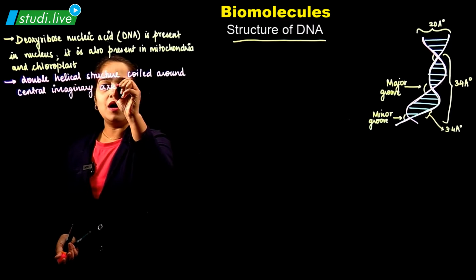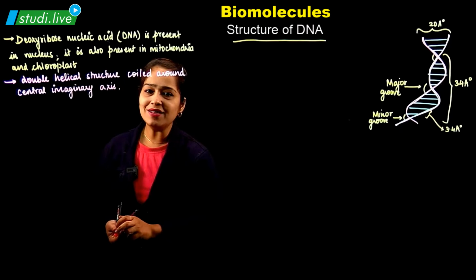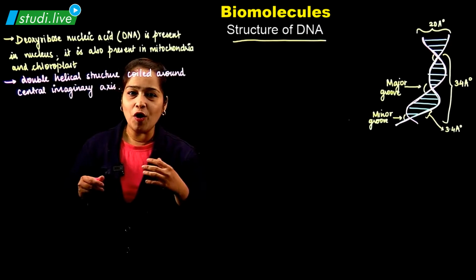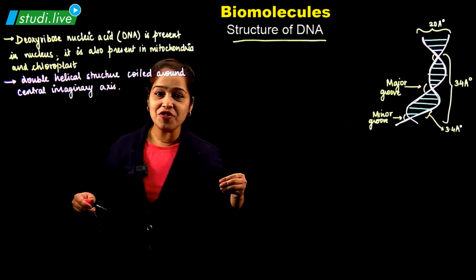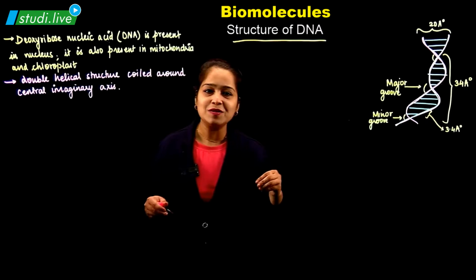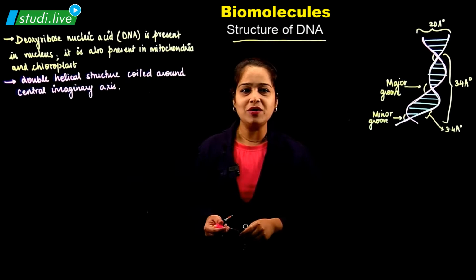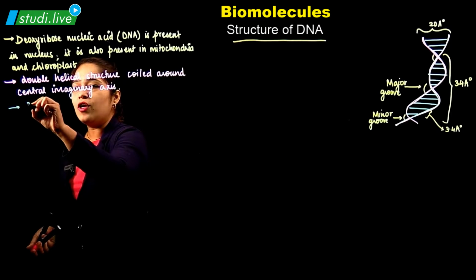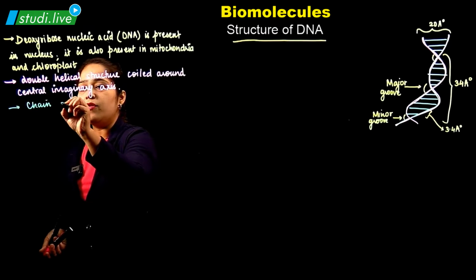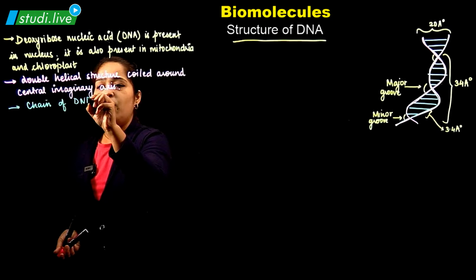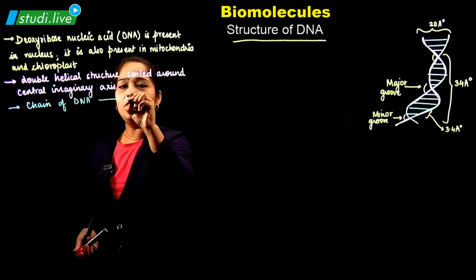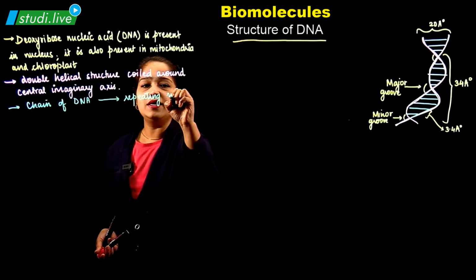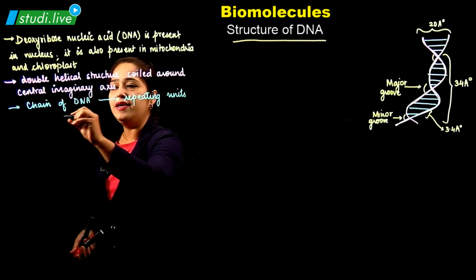Now, a chain of DNA is made up of a large number of units called monomers, and those monomers are nucleotides. This chain of DNA is composed of thousands of repeating units of nucleotides.